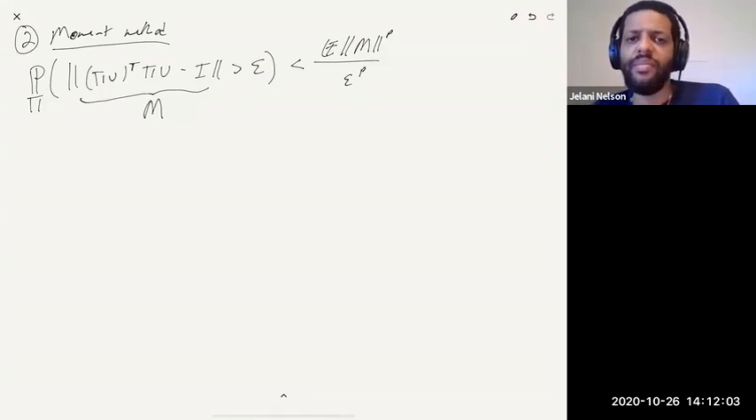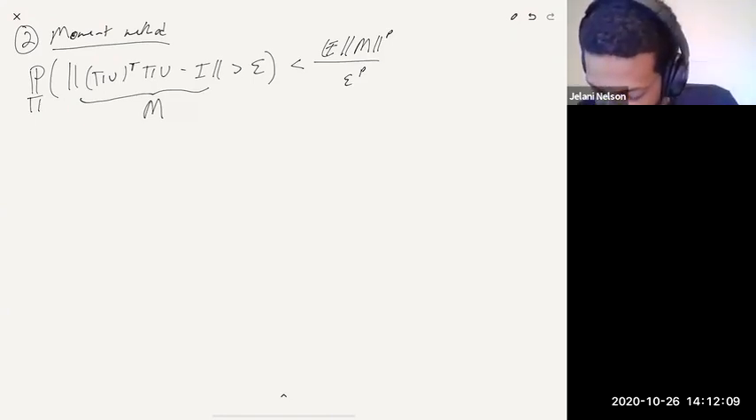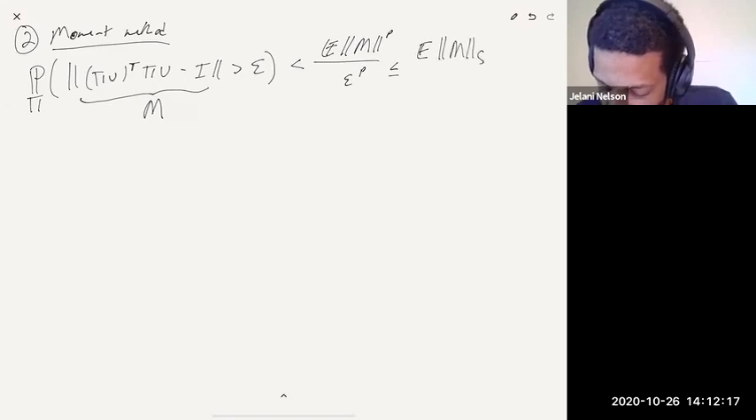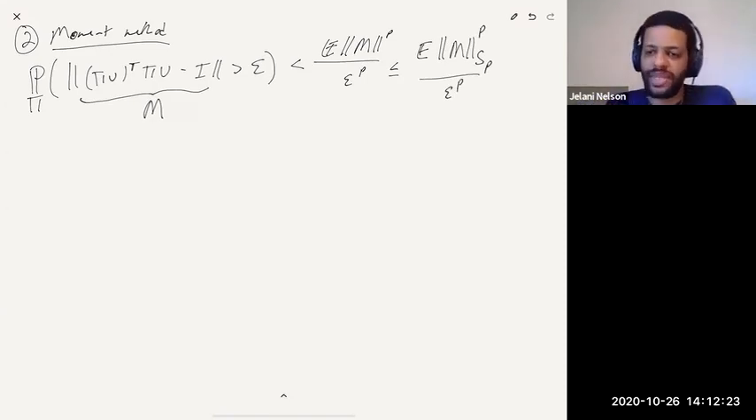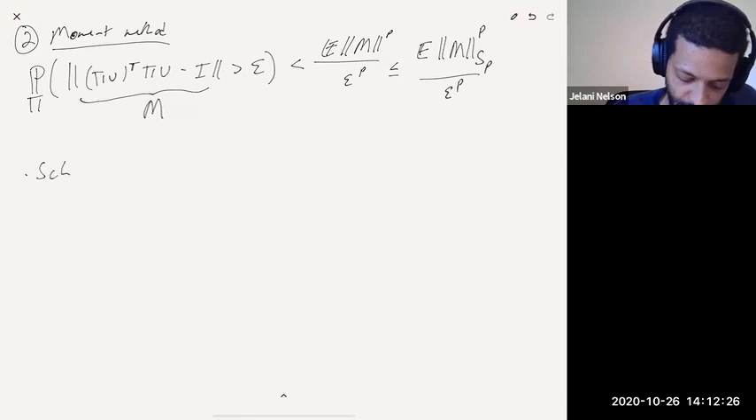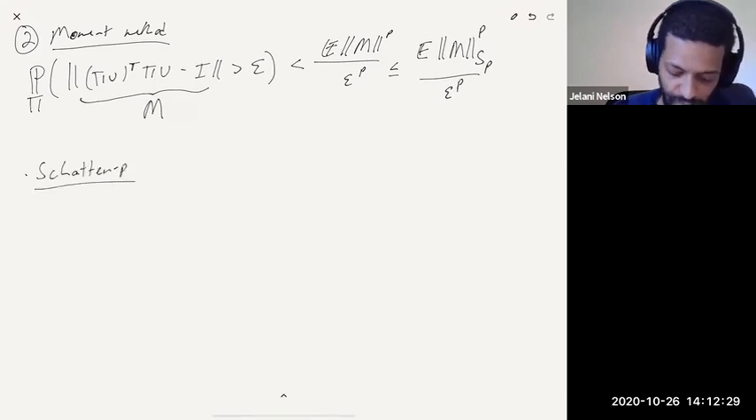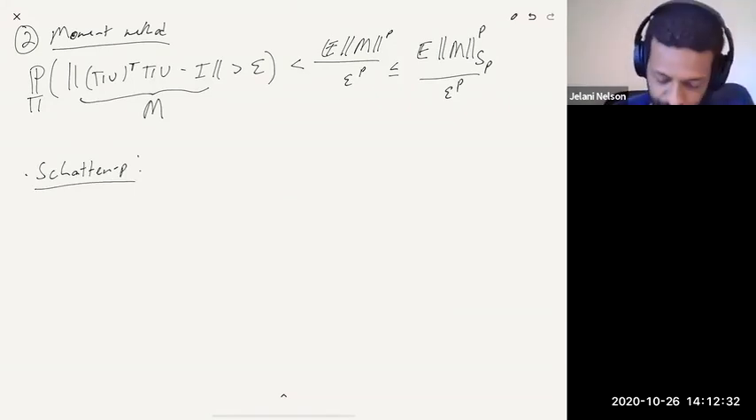And then now what I can do is say the following. This is actually less than or equal to the expectation of, and I'll define this, the Schatten P norm of M raised to the Pth power, over epsilon to the P. So what is the Schatten P norm? The Schatten P norm is the LP norm of the vector of singular values of M.